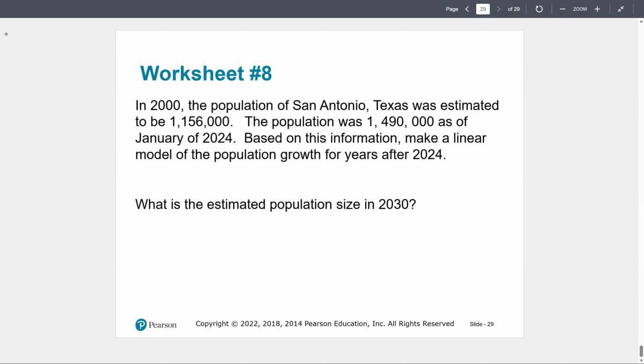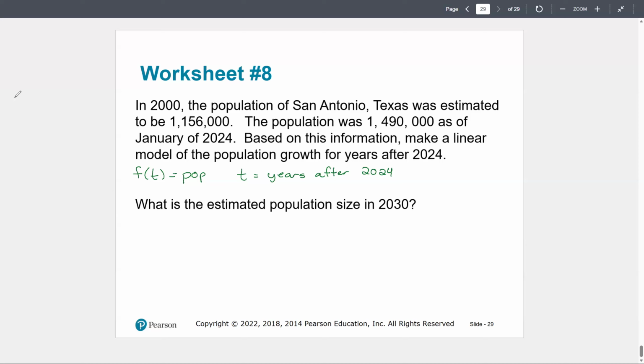So this time I don't give you ordered pairs. You have to figure those out. So we want to make a linear equation that models population growth after so many years. So the model is supposed to be population growth. So I'm going to say f of t is going to be population. And then we're going to use t as our variable instead of x. And that's going to be years after 2024.